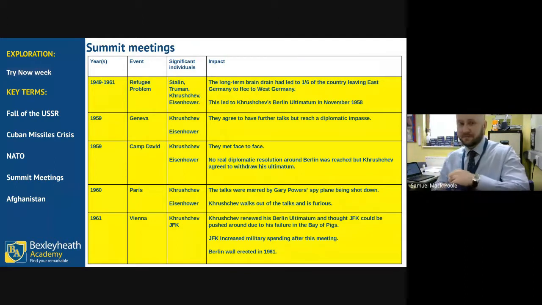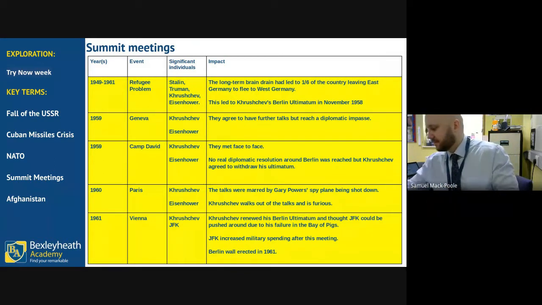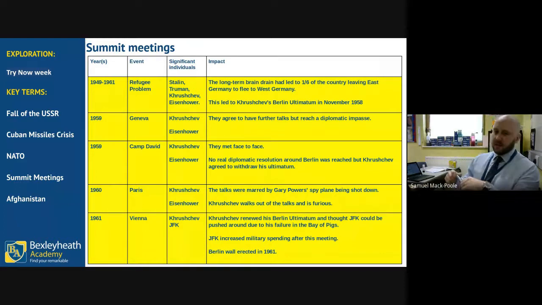So there's a problem. Berlin itself is 100 miles into East Germany. This causes friction between both Stalin and Truman, and then Khrushchev and Eisenhower, once they inherit the leadership, or follow on from those leaders. So Khrushchev and Eisenhower both have issues as well, and JFK should have been put in as a significant individual as well.